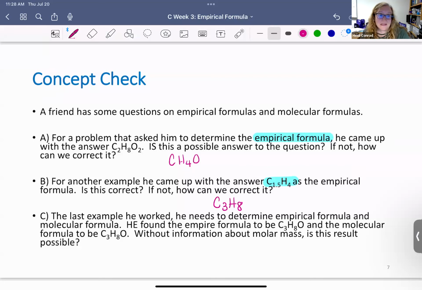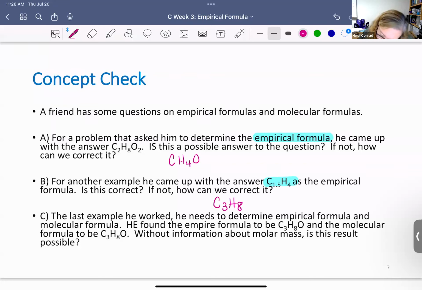Let's see, letter C. The last example he worked, he needed to determine the empirical formula and molecular formula. He found the empirical formula to be C3H8O and the molecular formula to be C3H8O. Without information about molar mass, is this result possible? This one also threw my students off, because they said, no, can't do.